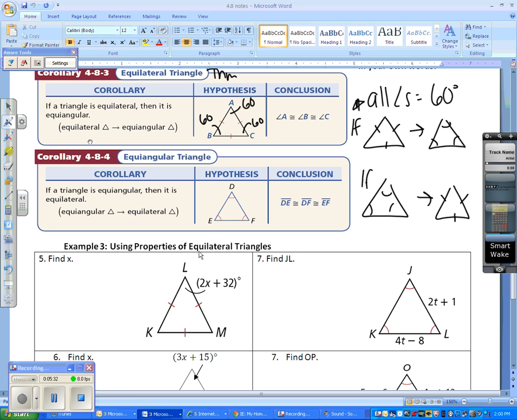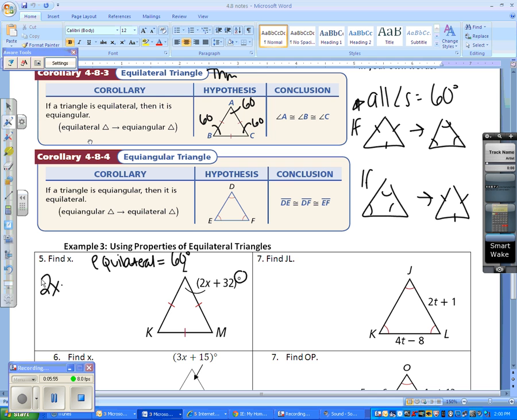So in this, with equilateral triangles, we're going to be solving for angles and for sides. So you're going to have to pay attention to what they're asking you for. For number 5, for example, there's a degree sign and it's pointing to an angle. So I'm solving for degrees. I also know that this is an equilateral triangle. So since it's an equilateral triangle, all the angles have to equal 60 degrees.